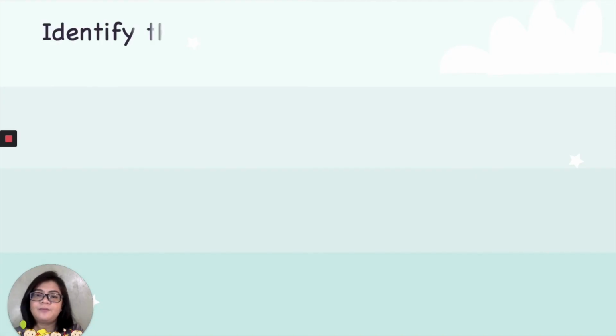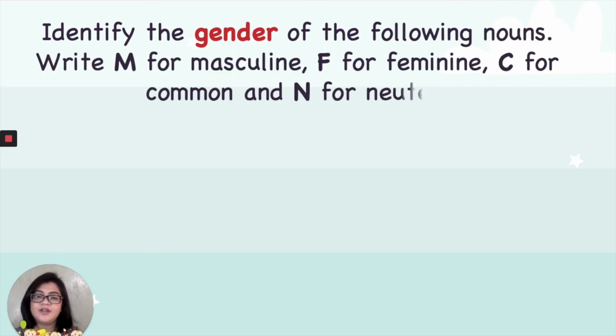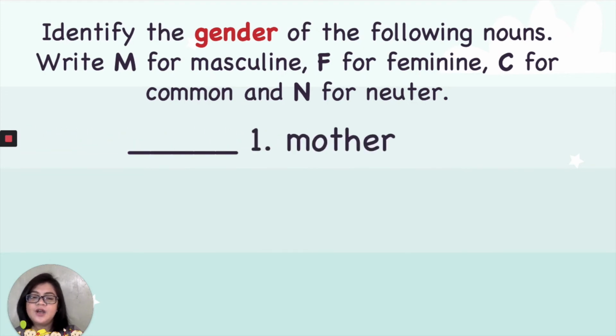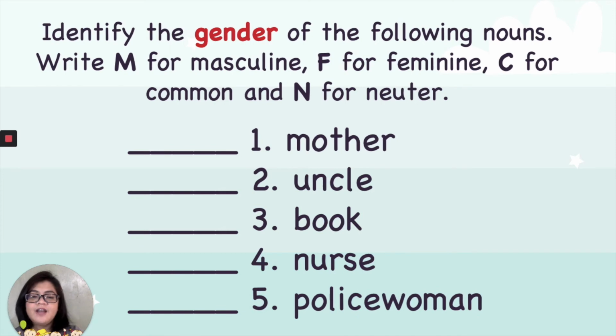For our practice activity here, we have to identify the gender of the following nouns. We're going to write M for masculine, F for feminine, C for common, and N for neuter. So here are our examples. Number 1, we have mother. 2, uncle. 3, book. 4, nurse. 5, policewoman.